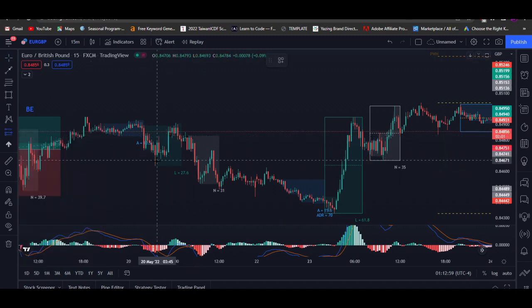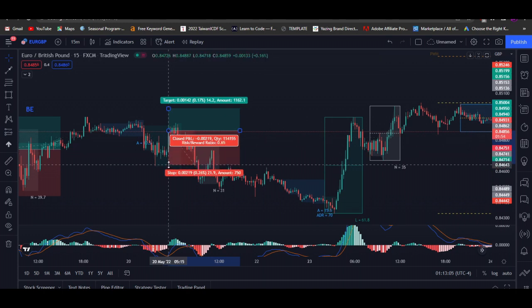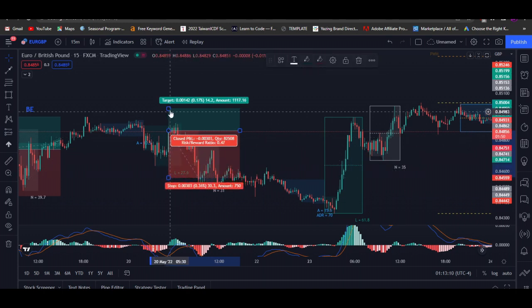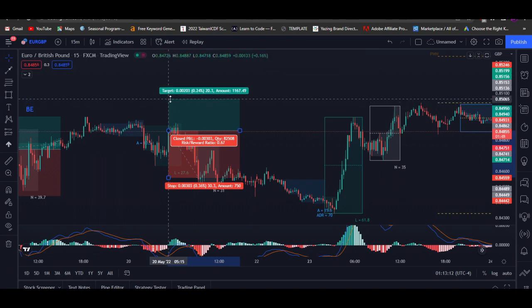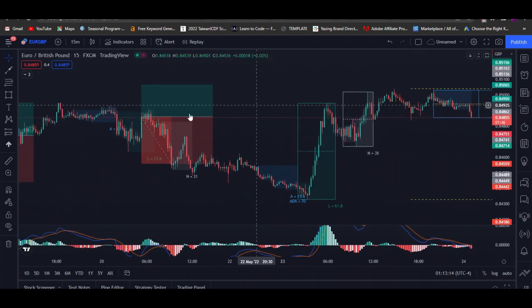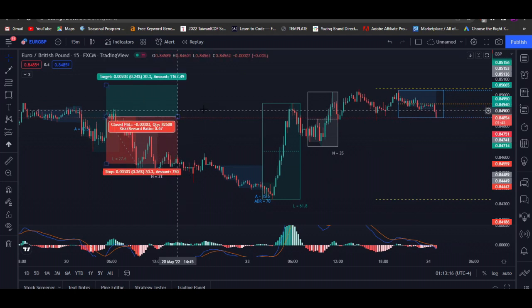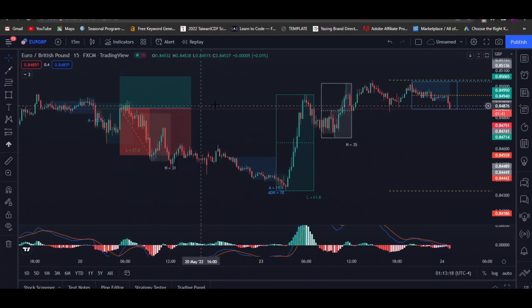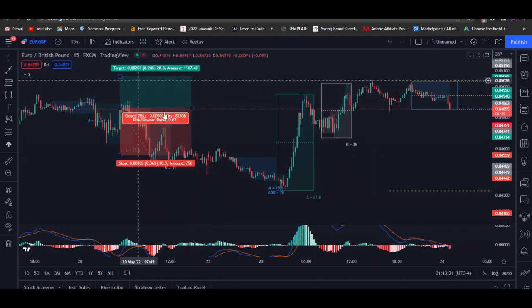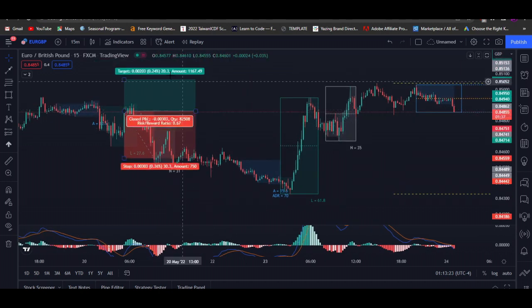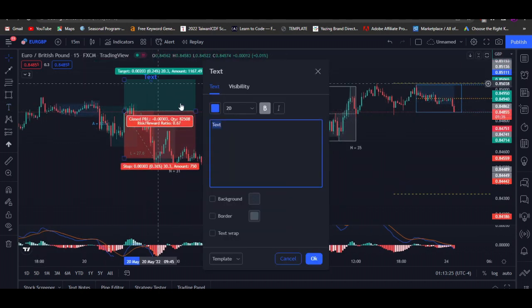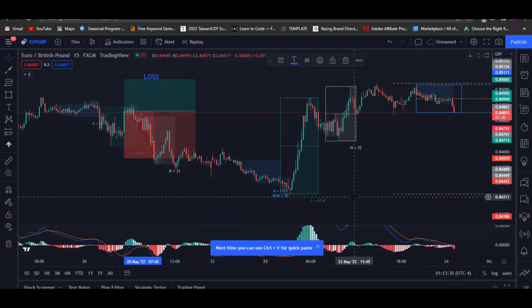As you can see, price went down, dropped below the Asian box, and went off up by entry right here. 30 pips stop loss. And as you can see, price did not give us not even a break even trade. Price didn't even give us a break even trade here. So it would have been a loss, count as a loss, 30 pip loss.